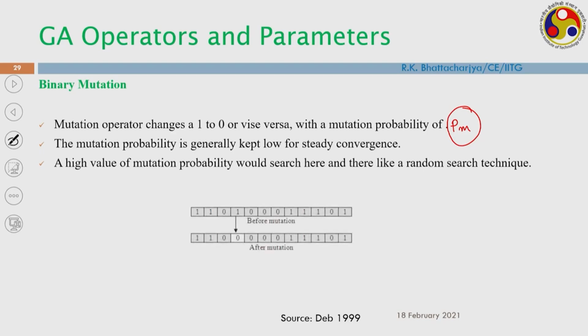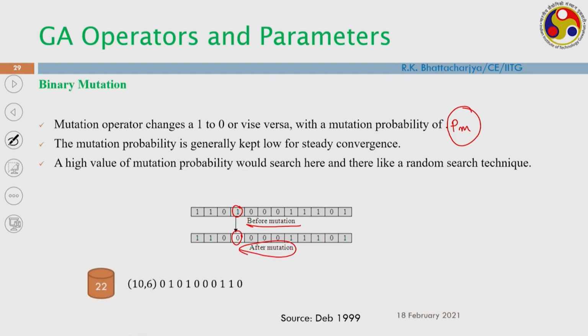Okay. So, I will explain that one. Suppose this is the bit before mutation and this particular bit is mutated, then it will change from 1 to 0. Okay. So, this is the new bit, the new solution after mutation.